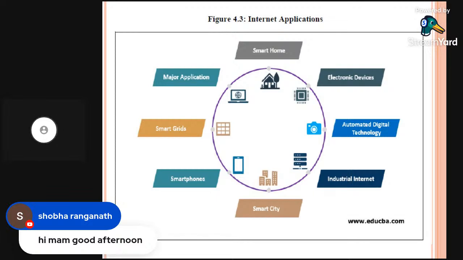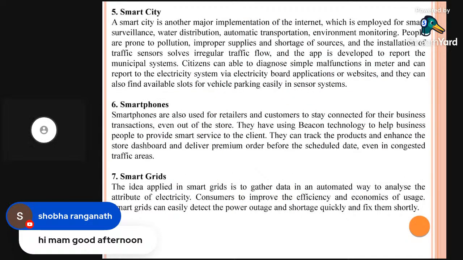This picture shows the internet applications. The next one is the smart city component. Smart city is another major implementation of the internet, employed for distribution of different public works, like distribution of water, automatic transportation, environmental monitoring and protection methods, solving irregular traffic problems, and even apps developed to report to municipal systems. Citizens can report simple malfunctions, and electricity systems are handled through electricity board applications and websites. All these things are considered smart city components.